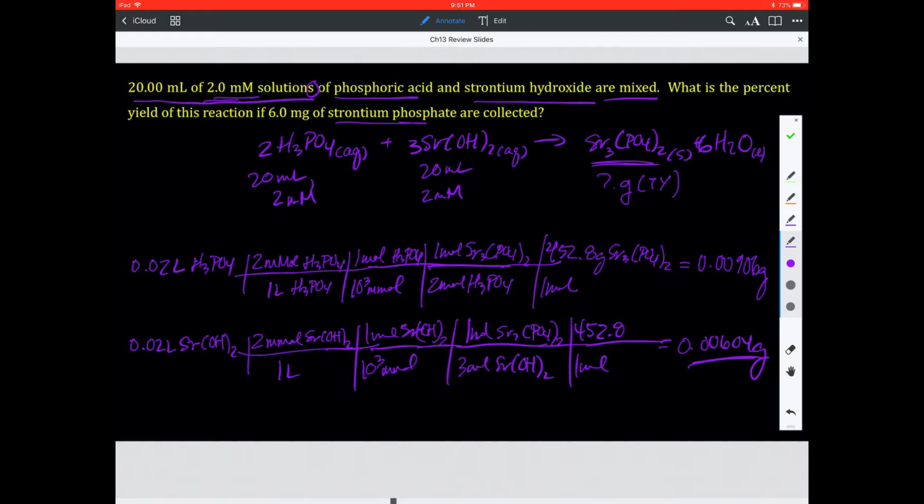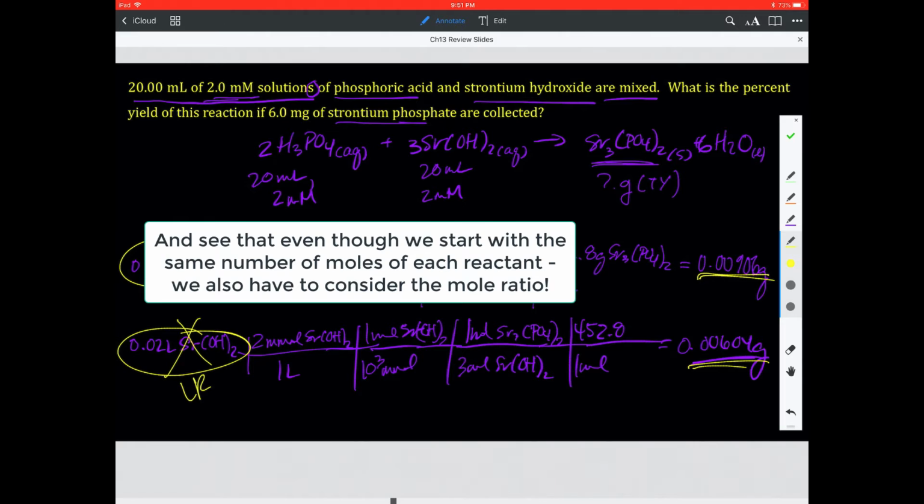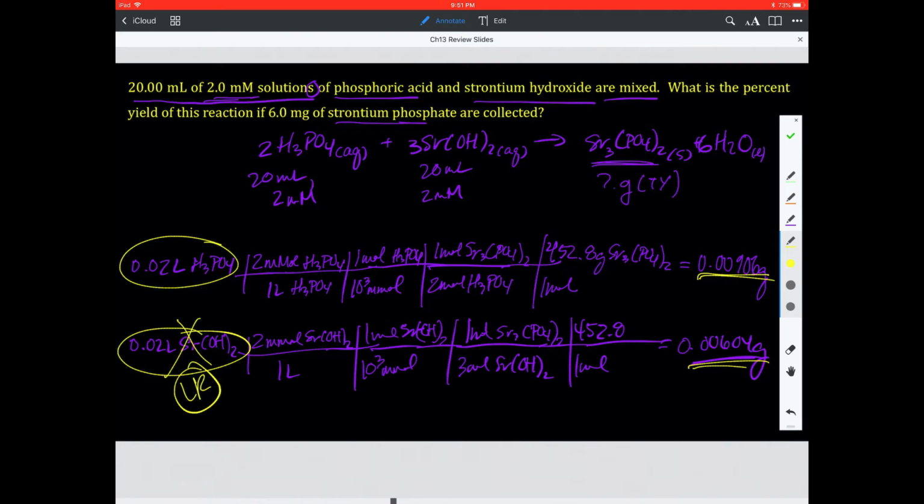So then to get to the actual end part, again, thinking about all the things that we know, if I start from 20 mils of H3PO4, I could make this. If I start from 20 mils of strontium hydroxide, I could make that. But once I make this 0.006 grams, I will have run out of strontium hydroxide, which means that's the most I could make, which means I will have excess of my H3PO4 running around in the solution, so there will be left over that. But this then becomes my theoretical yield, which means that's what I'm going to employ over here.